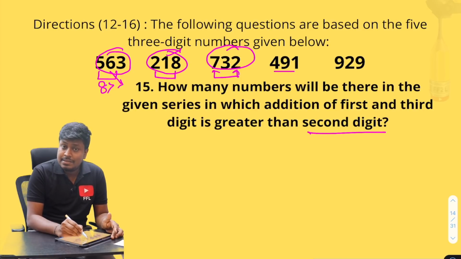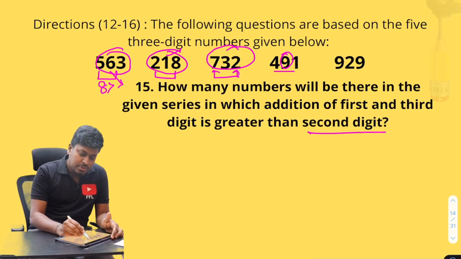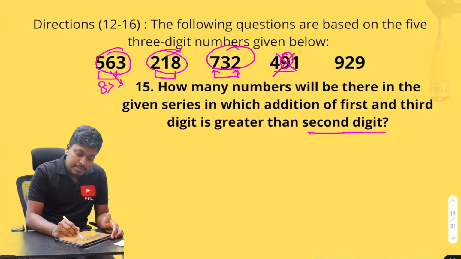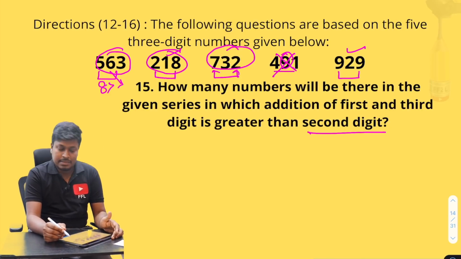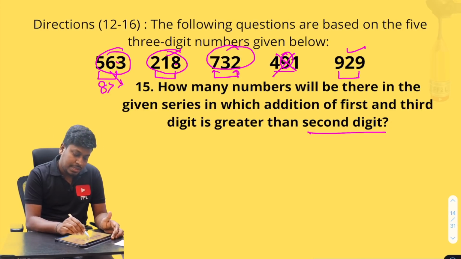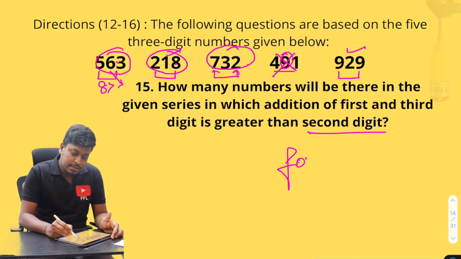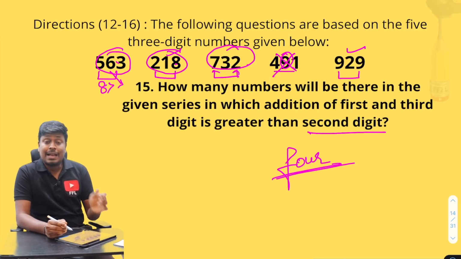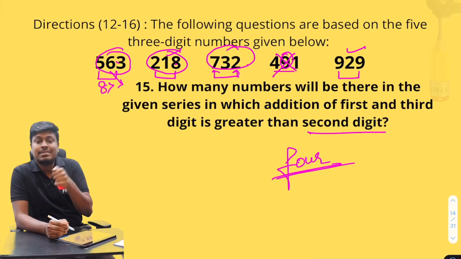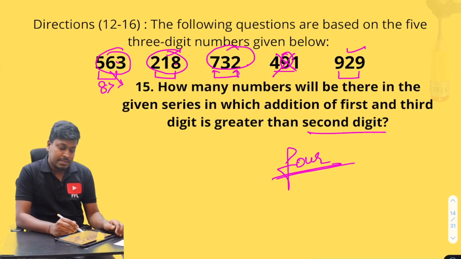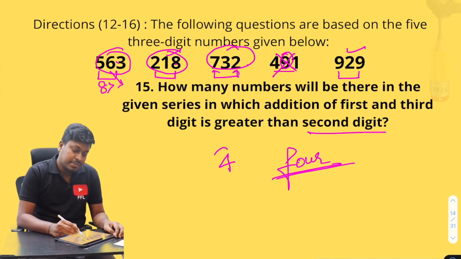5 is not greater than the second digit because the second digit is 9 here. 5 is less than 9. So you should not consider the series. So similarly, 9 and 9 will be 18. 18 is greater than 2. So you should consider this. So finally, 1, 2, 3 and 4. So we got 4 sets, adding the first and the third digit, which is greater than the second digit. So the answer for this question number 15 is 4.